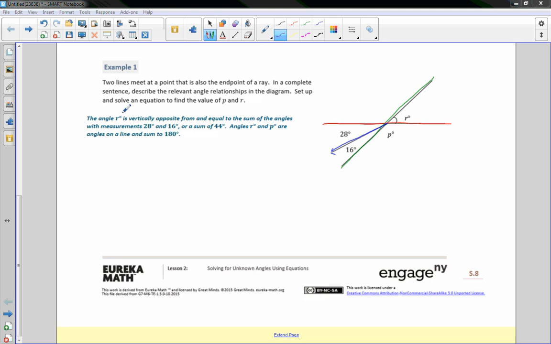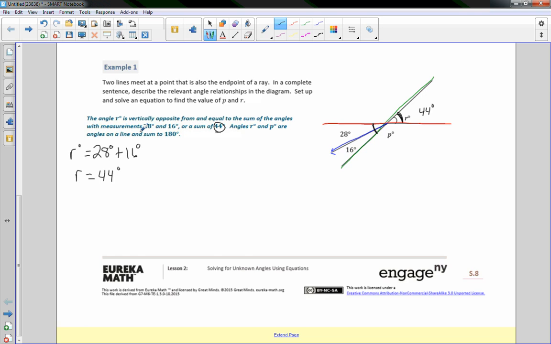Okay, the angle R is vertically opposite from and equal to the sum of the angles with measurements 28 and 16. So if you look here, the R angle between the red and the green line is vertical to the angle between the red and the green line over here. Vertical angles are congruent, and so what this is saying is the measurements of 28 and 16 add up to 44 degrees. So therefore, R is 44 degrees. And if we used an equation, we would say 28 degrees plus 16 degrees is equal to R degrees. So R is equal to 28 plus 16, which is 44 degrees.